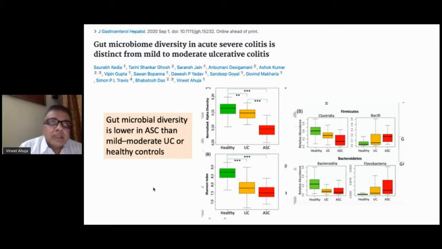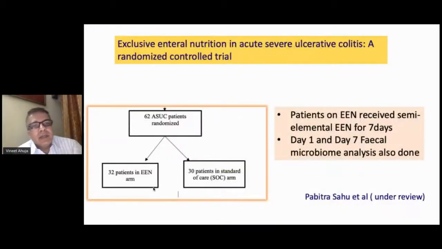Why not do a randomized control trial whereby you give them exclusive enteral nutrition? Exclusive enteral nutrition, as I've already told you, is maybe an elemental or a semi-elemental formulation. So we did a randomized control trial where 62 patients of acute severe ulcerative colitis were randomized into one arm, only exclusive enteral nutrition, plus the standard of care for acute severe ulcerative colitis. They were given steroids, if they had to be given antibiotics, and enemas and all. And the other arm was the standard of care arm, but no EEN. The patients received exclusive enteral nutrition, which was semi-elemental, for 7 days.